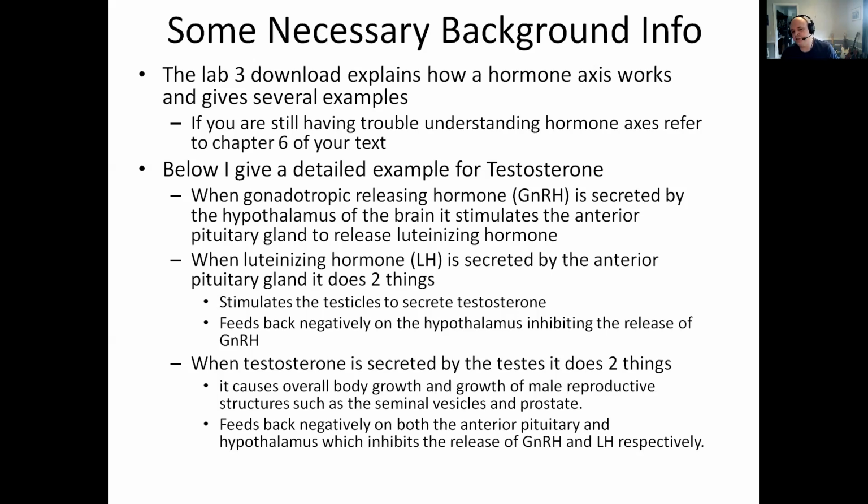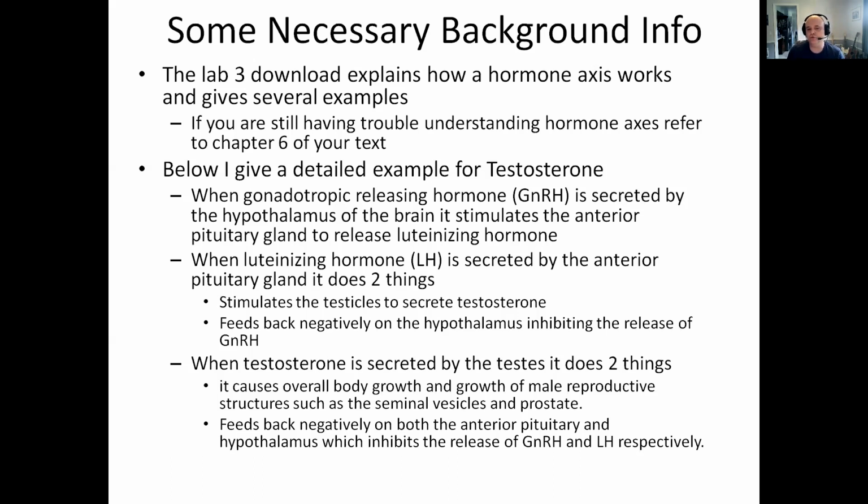So GnRH secreted by the hypothalamus travels by way of the pituitary portal system. This is a couple of capillaries that are strung together, and in that capillary system of the anterior pituitary, gonadotropic releasing hormone is going to stimulate cells in the anterior pituitary to release luteinizing hormone, aka LH. Luteinizing hormone then enters the bloodstream and travels by way of the cardiovascular system to the testes. It travels to everything, but the tissues in the testes respond to luteinizing hormone.